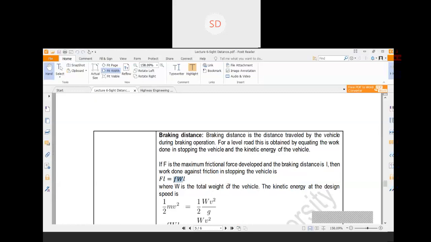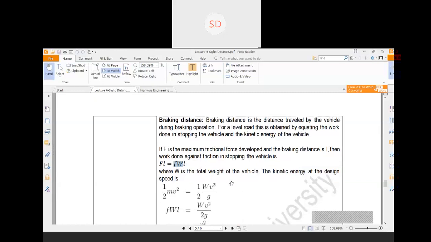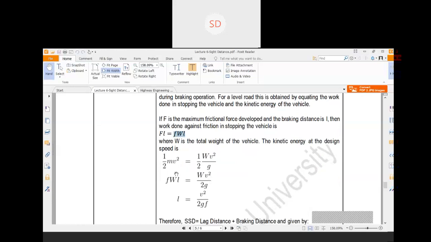Now let us discuss the kinetic energy. The kinetic energy at the design speed would be half into m v square. You can write this in this way because m is nothing but weight of the vehicle divided by gravitational acceleration, so half W v square by g. Now whenever you apply the brake for stopping the vehicle, that work done should be equal to the kinetic energy of the vehicle to stop it. So you can say that your work done is equal to the kinetic energy of the vehicle.